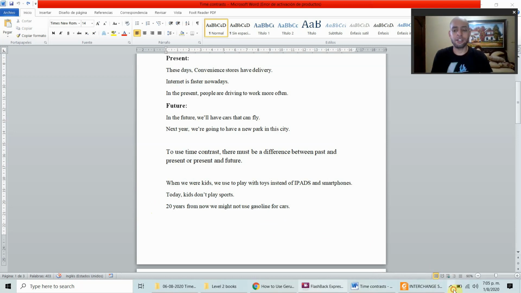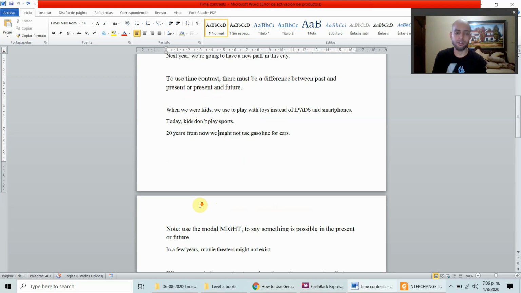We use gasoline for cars. We use gas oil for cars, diesels, and we also use propane gas. But in the future, we might not use gasoline. You know, there is a trend right now that people are buying electric cars. So 20 years from now, it's a possibility that we might use other types of fuel, like electricity, for cars.